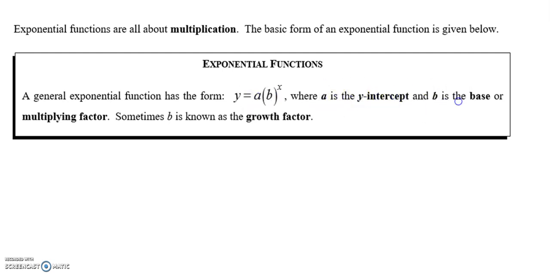B is the base multiplying factor. So if you were doubling something each time, that would be 2. So whatever you're multiplying by becomes the b. And obviously the x is going to stay x because it's an exponential function, it's a variable. Okay? So b is known as the growth factor, sometimes the decay factor.